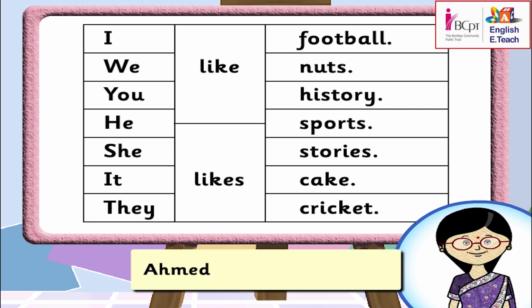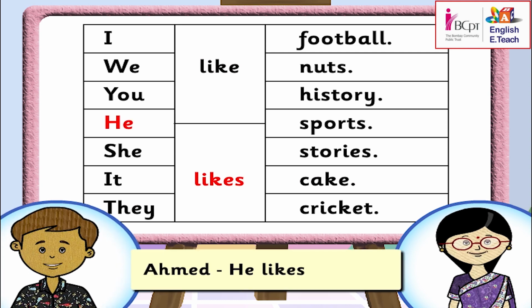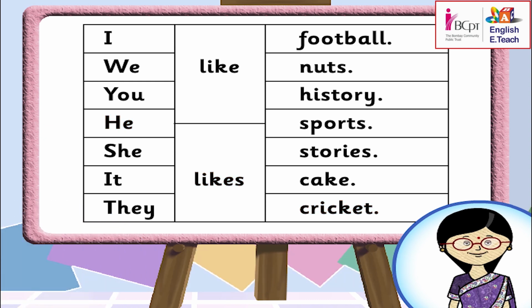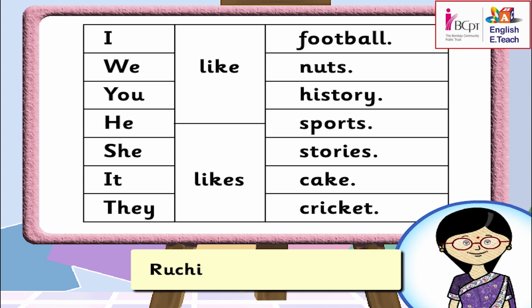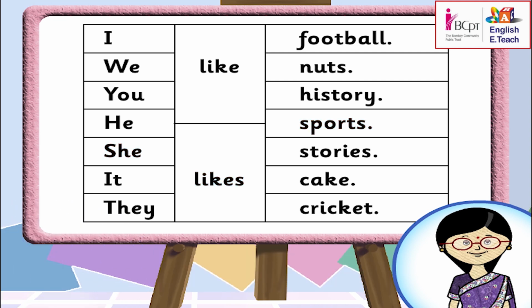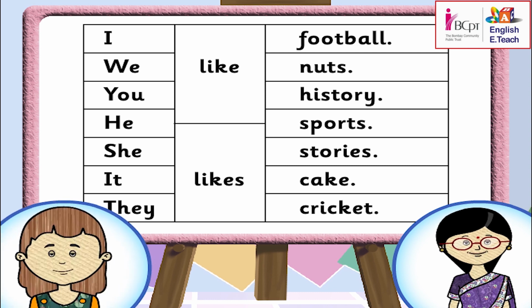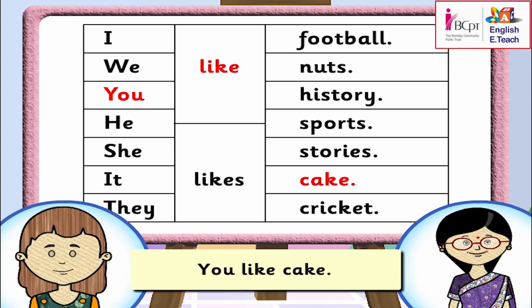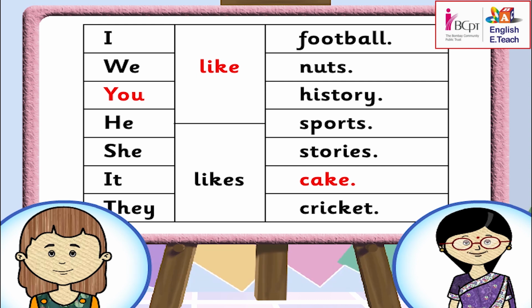About Ahmad. He likes cricket. About Ruchi. She likes sports. Riya, tell Sameer, Sachin and me about us. You like cake. Very good, Riya.